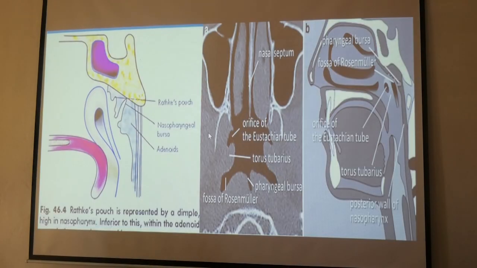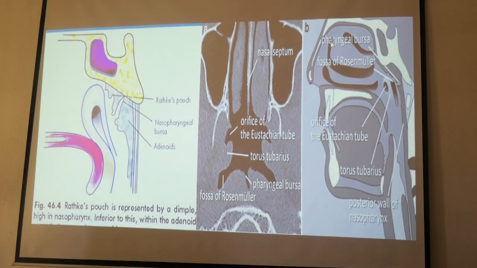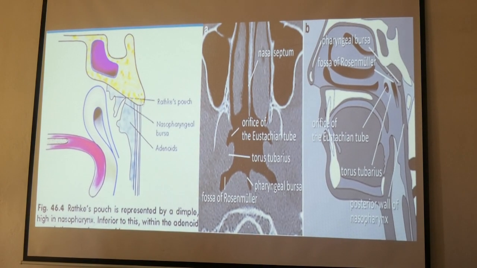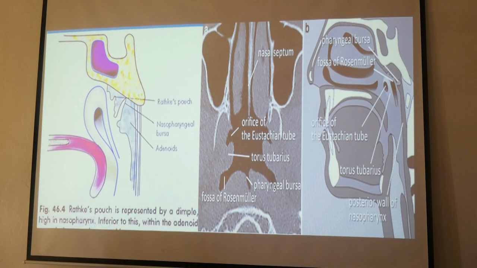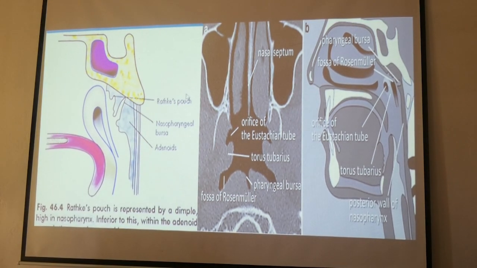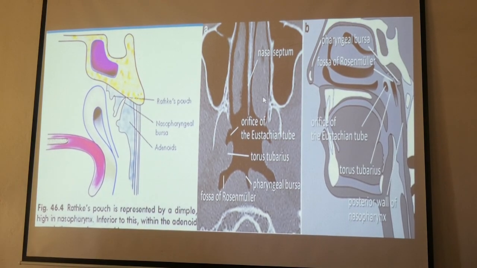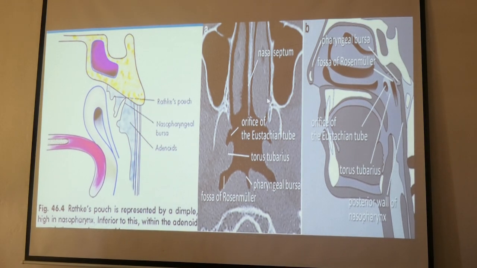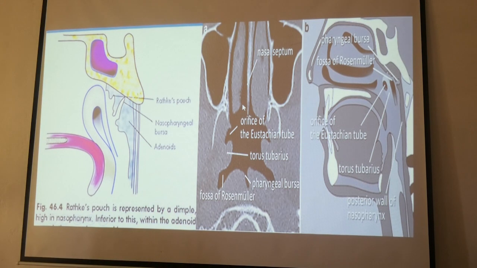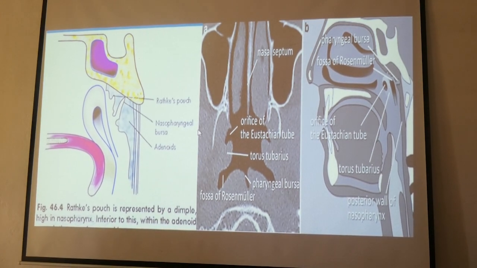Okay, so see, this is the nasal septum. Okay, so this is the Rathke's pouch anterior, and here you are having one bursa that is known as nasopharyngeal bursa. এটা কি আছে, এটা কিসের পিকচার? এটা সিটি স্ক্যান না এমআরআই? এটা এমআরআই, এটা এমআরআই.